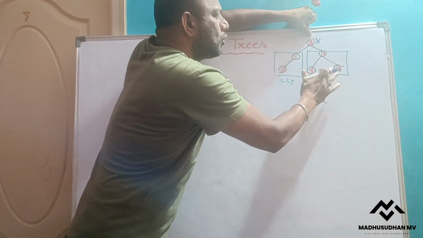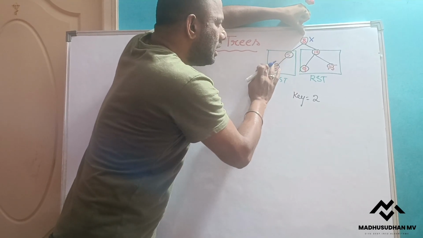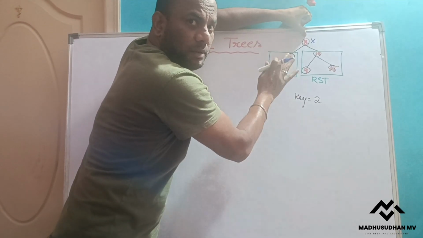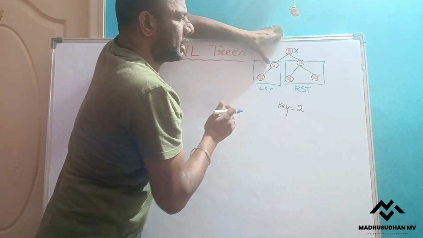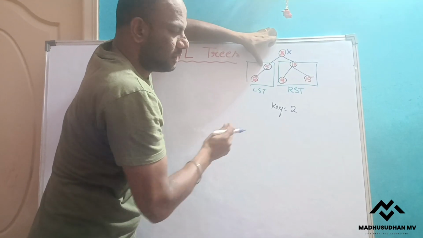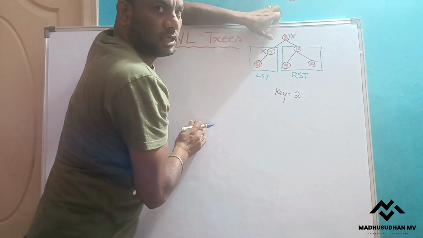So there is no need to search the right side. I need to search only the left subtree, because all the elements in the left subtree should be lesser than the root node. So I will come here and match again. The key element 2 is equal to 5? No, again a mismatch occurs. Now, again I will check.